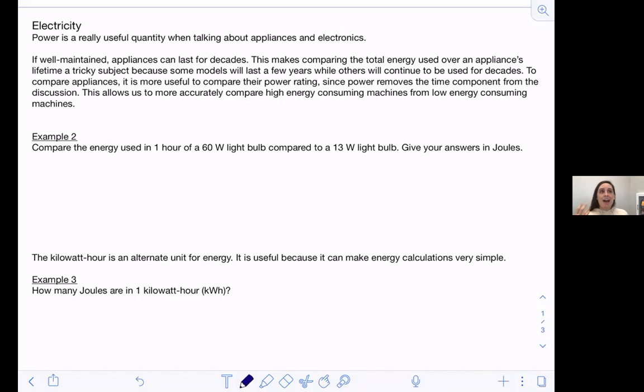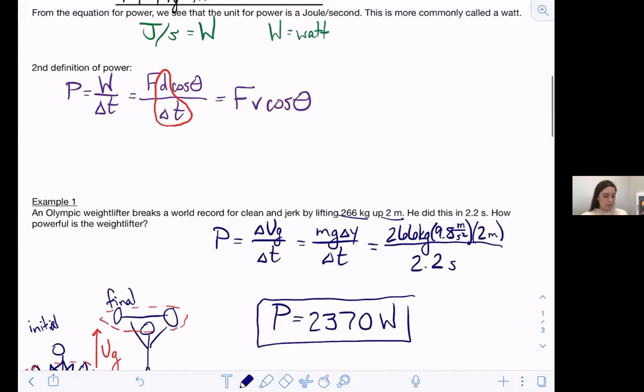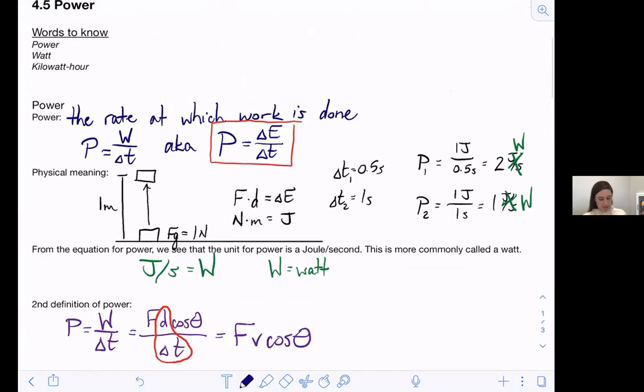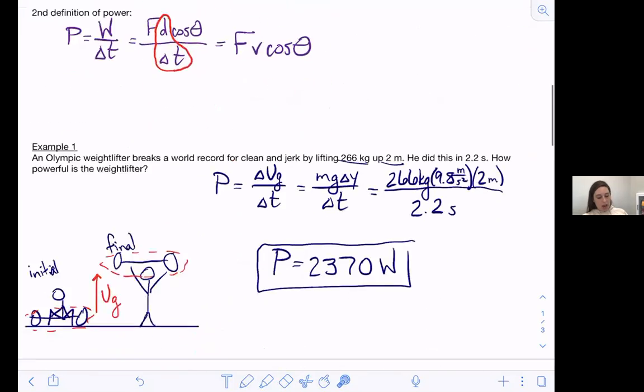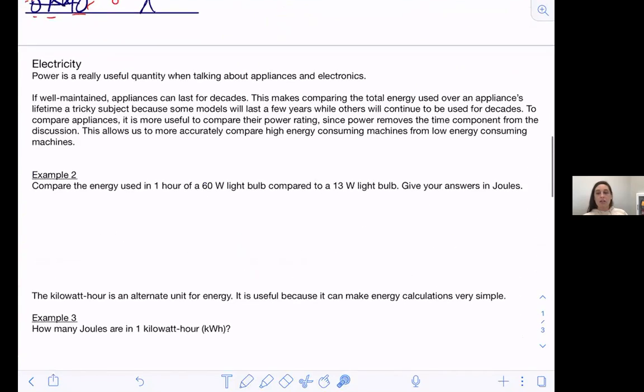So, if we want to be time independent when we compare these appliances, it would be much smarter for us to talk about the power rating of these appliances. Because, as we know from last lecture, power is a way to talk about energy independent of time. And so, talking about power allows us to talk about these two appliances independent of time.